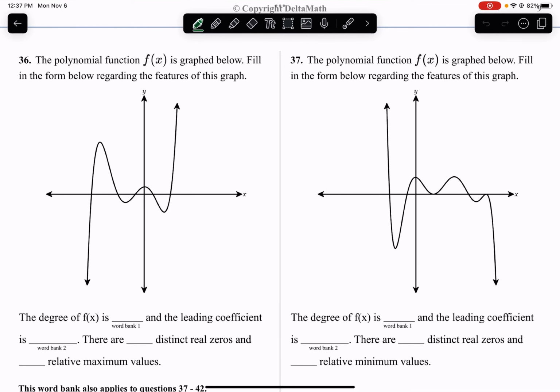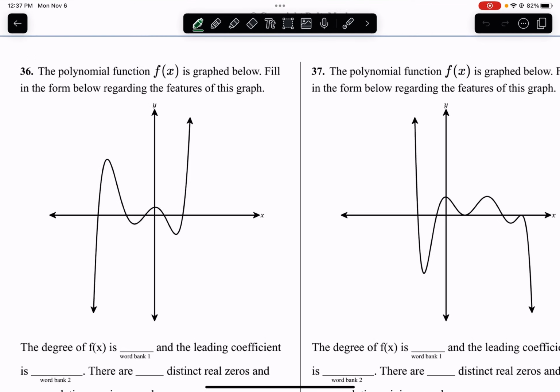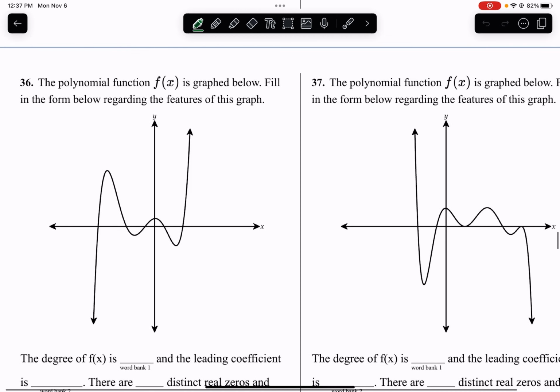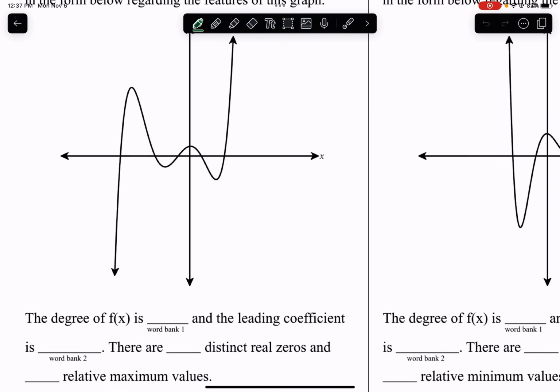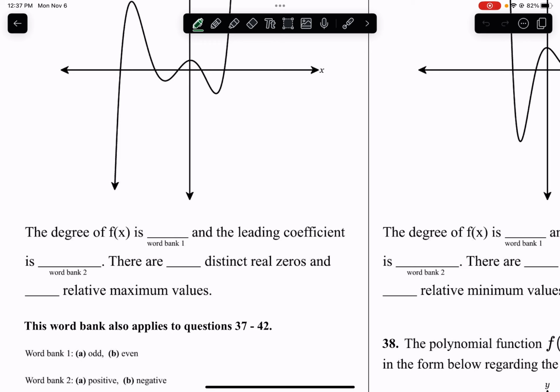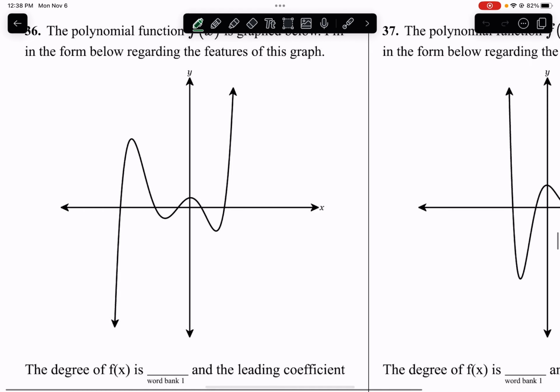Hi, Math 3 students. So we're going to go ahead and start on problem 36 here. Now, what it's asking is it wants you to determine the degree of the polynomial, the sign of the leading coefficient, how many zeros you have, and how many either maxes, mins, or extrema you have, depending on what it asks. So if we look here, you can see that the end behavior goes in opposite directions.